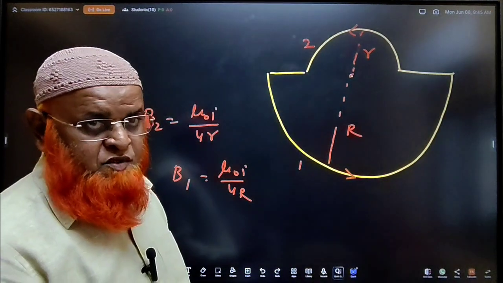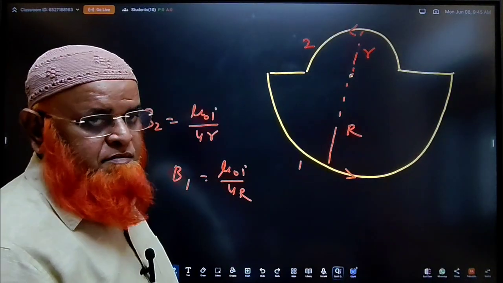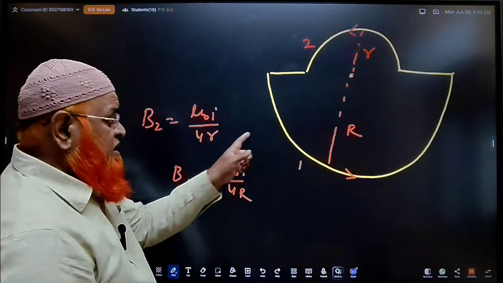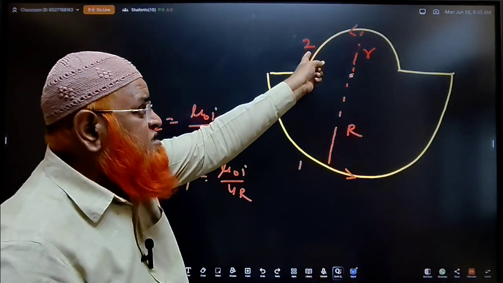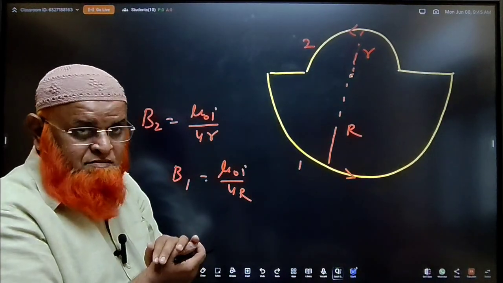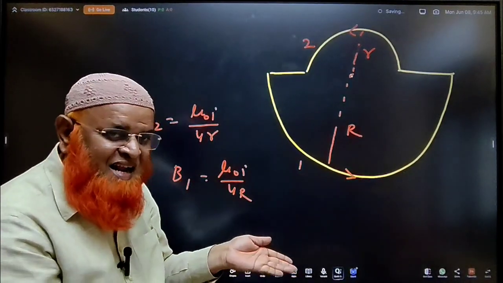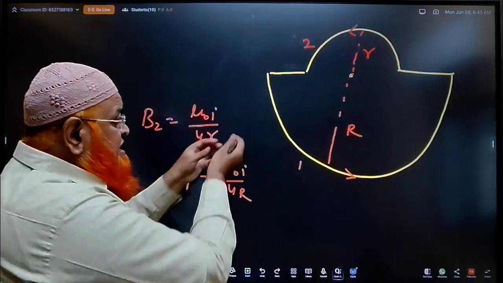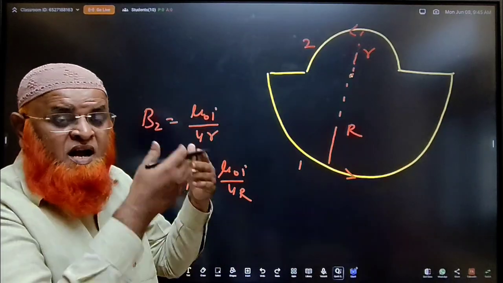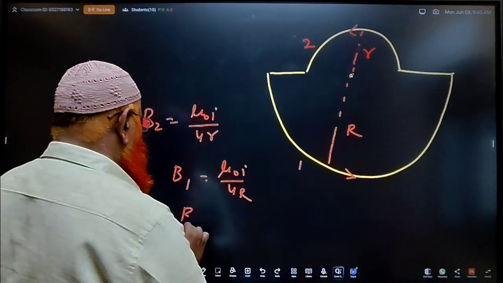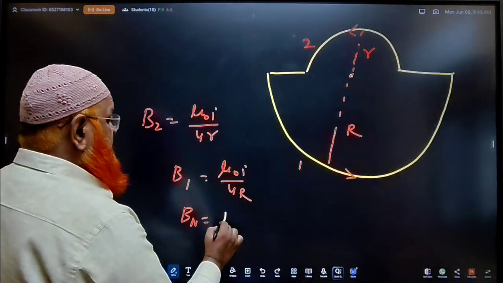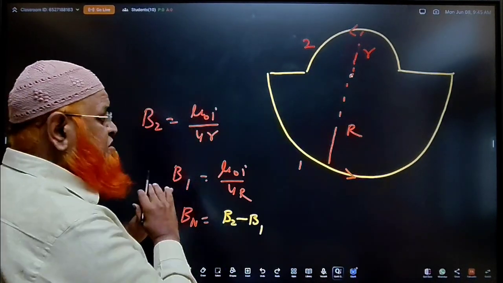Which is greater? Is B1 greater or B2 greater? For the larger wire is the magnetic induction greater, or for the smaller wire? For a smaller radius is B greater, or for a larger radius? Smaller. B is inversely proportional to the radius, as in Biot-Savart law. If the distance is more, the radius is more, B is less. So here we write B net. B net here means it is B2 minus B1, not B1 minus B2.